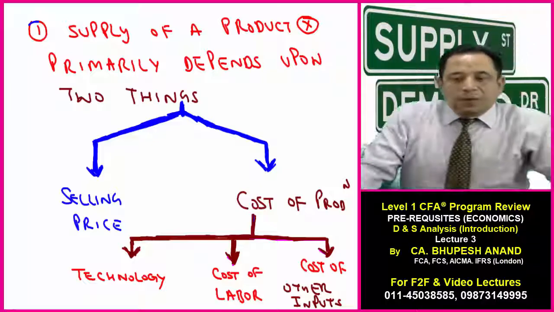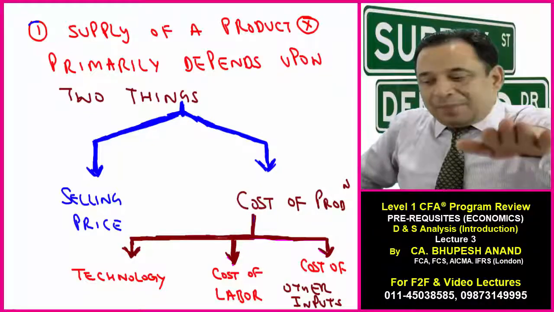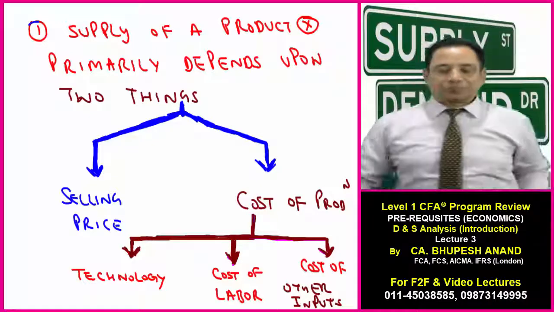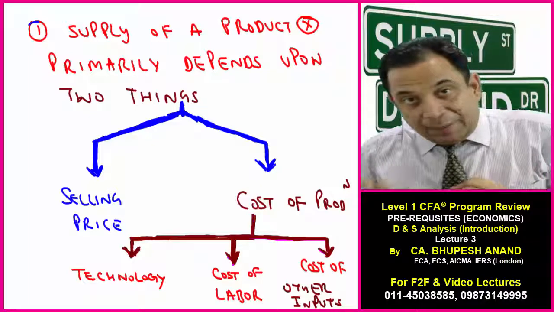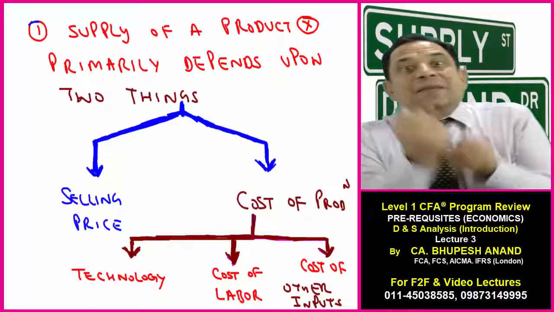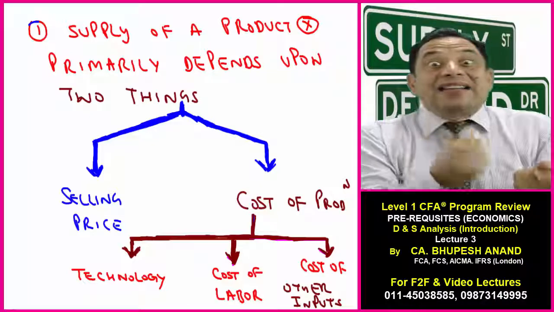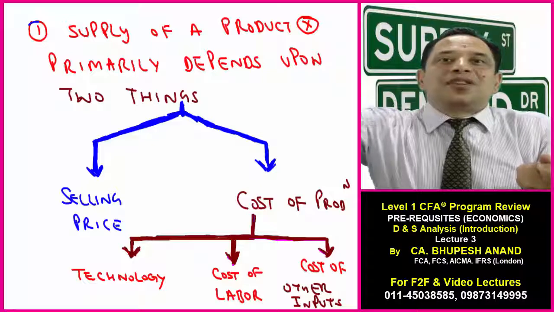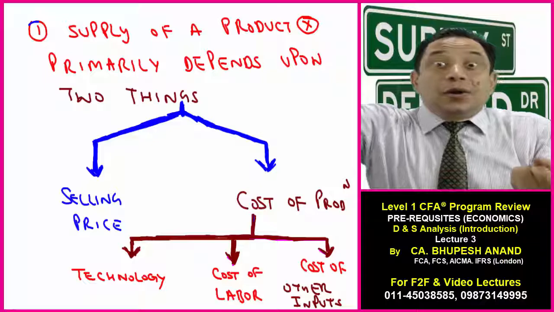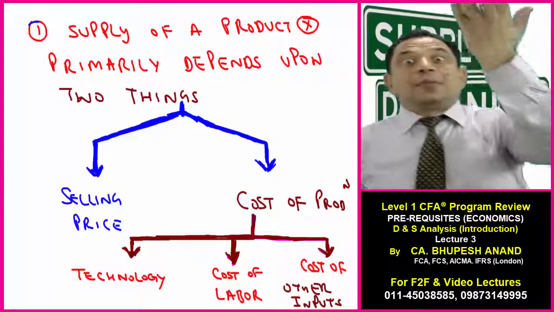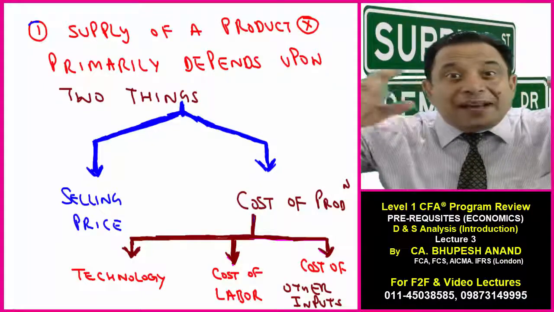So please note down: supply of product X primarily depends upon 2 things. First is the selling price, the price at which the producer can sell in the market, and second is the cost of production, that is, at which cost that producer is able to produce it. Lower the cost, higher will be the profit. You're getting my point? So these are the two factors on the basis of which we will be deriving the supply function.